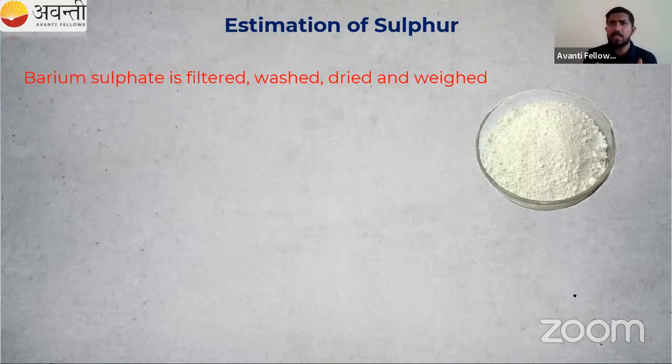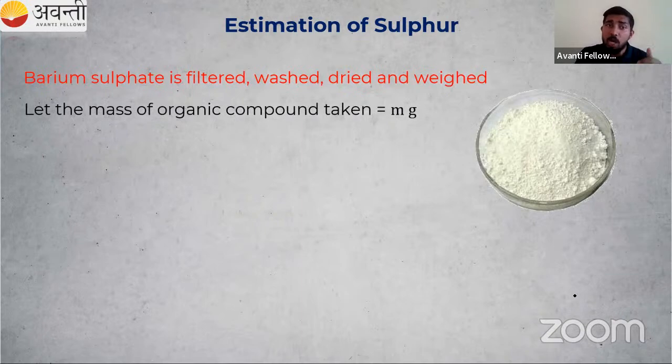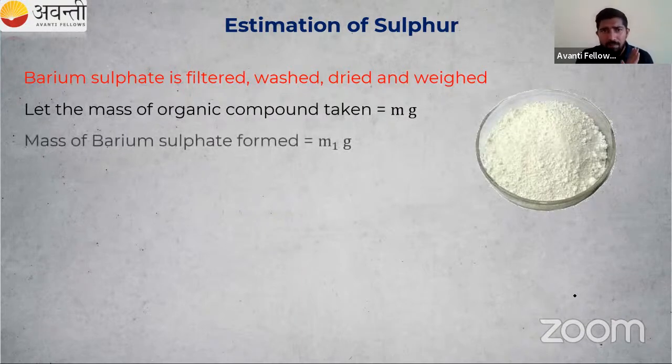So we are taking the weight of barium sulfate, right? Initially, we have an organic compound. What is the mass? That is m gram. In the question, they will give the mass. Then after that, we are finding the mass of barium sulfate, which we take as m1 gram.